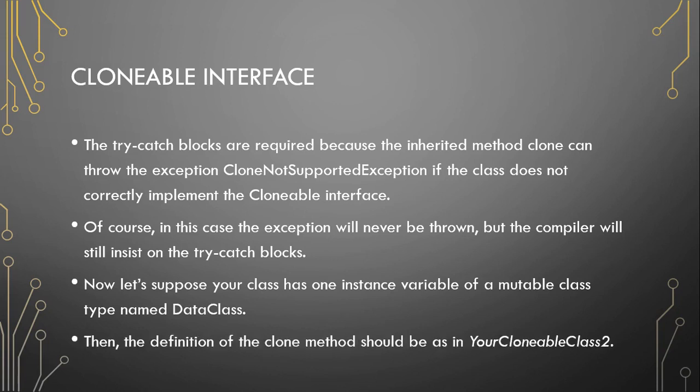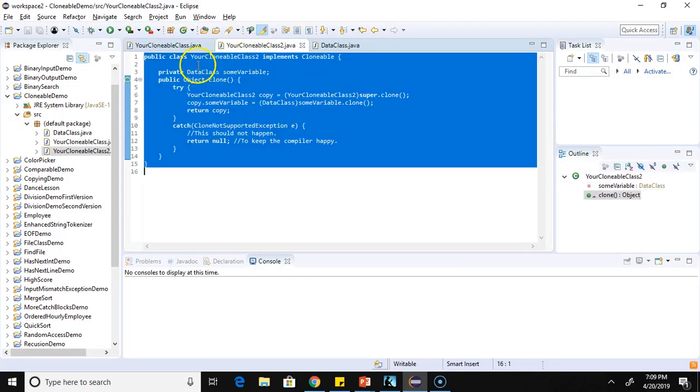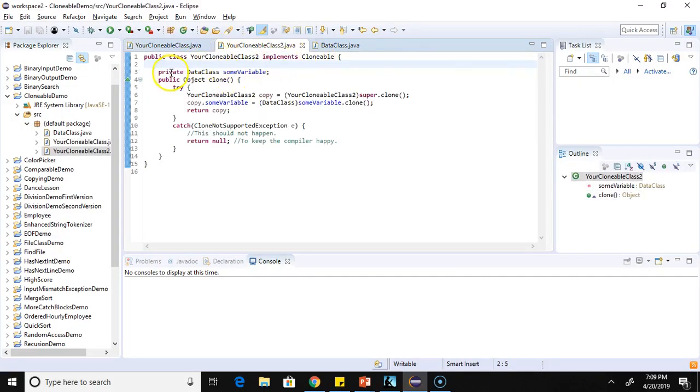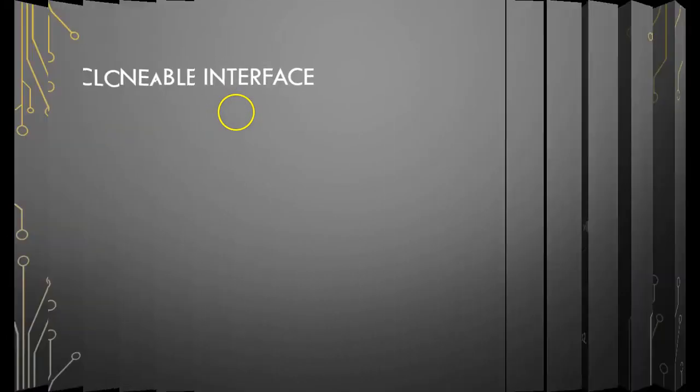Then the definition of the clone method should be as in YourCloneableClass2. So if we look over here, we can see that we're implementing Cloneable. I have a private DataClass named someVariable, public Object clone, again try catch, but you notice our try is a little different. We have YourCloneableClass2 copy equals YourCloneableClass2 super.clone, copy.someVariable equals DataClass, notice it's a typecast here, someVariable.clone, return copy.